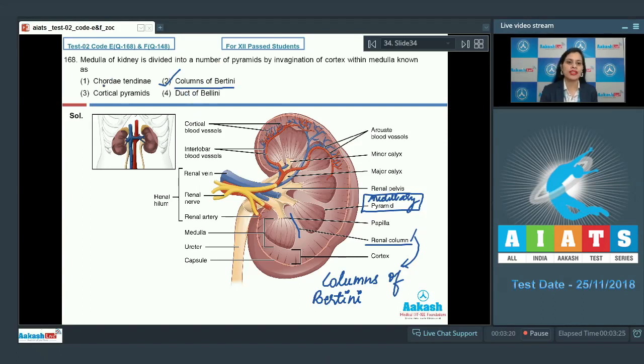The first option given is chordae tendon, and this is an incorrect option because these chordae are fibrous cords which prevent AV valves from collapsing back into the atria during ventricular systole. So this cannot be a correct option. The third option given is cortical pyramids, and there are no such structures within kidney. So this is an incorrect option. And the last option given is duct of Bellamy, and this is an incorrect option because collecting ducts open into medulla and form these ducts called duct of Bertini. So the correct answer for this question is option number 2. Let's move on to the next question.